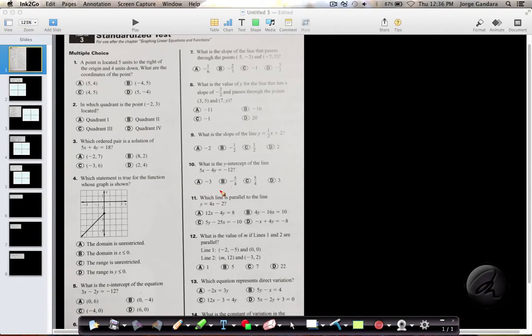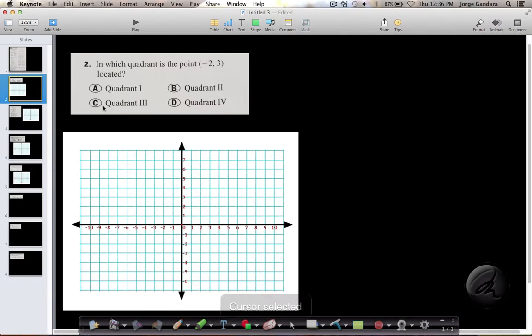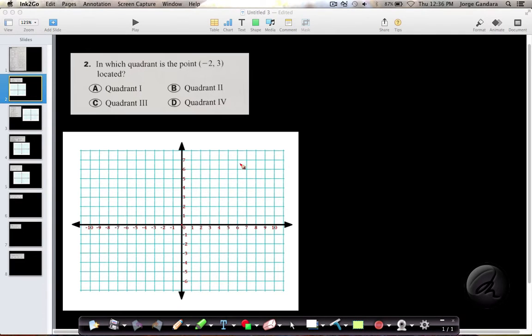Alright, so in this video, I will be working out the worksheet that I handed out today. I'll be working out the evens. So let's go ahead and get started with number 2. Okay. So number 2, the question is, which quadrant is the point -2, 3 located in?